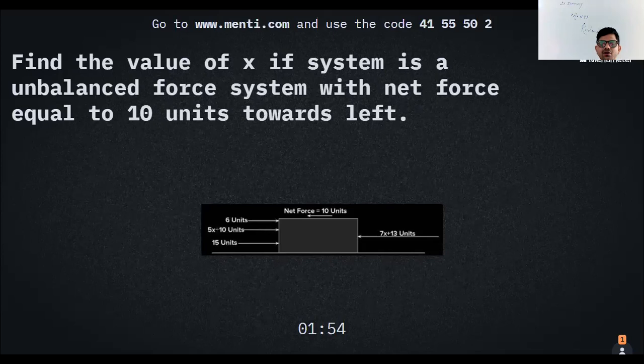Till now I've got only one answer. 6 plus 15 plus 5x plus 10 on one side, 10 plus 7x plus 13 on another side. We have to find the value of X. Left hand force equals right hand force. This is not balanced, so all the X terms will come to the left hand side, and on the right hand side will be 10, the net force 10.